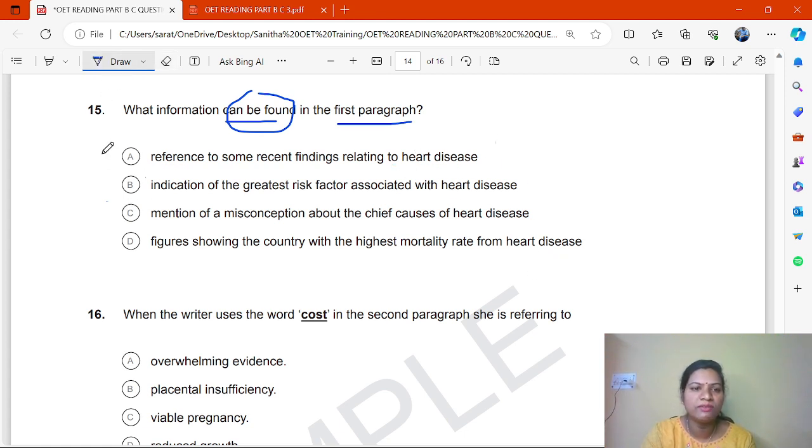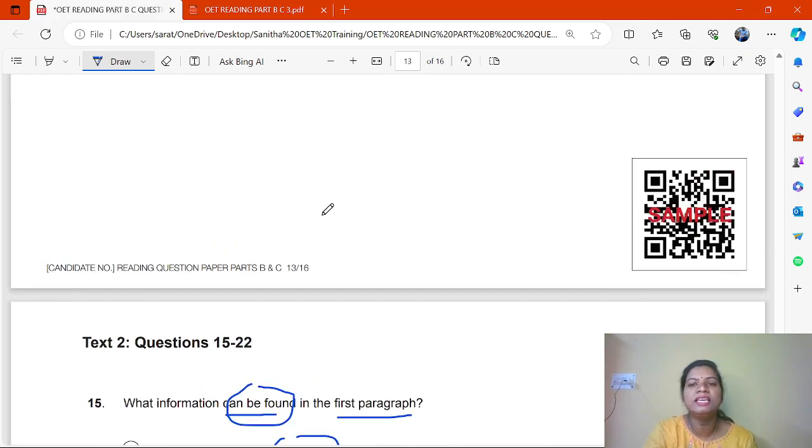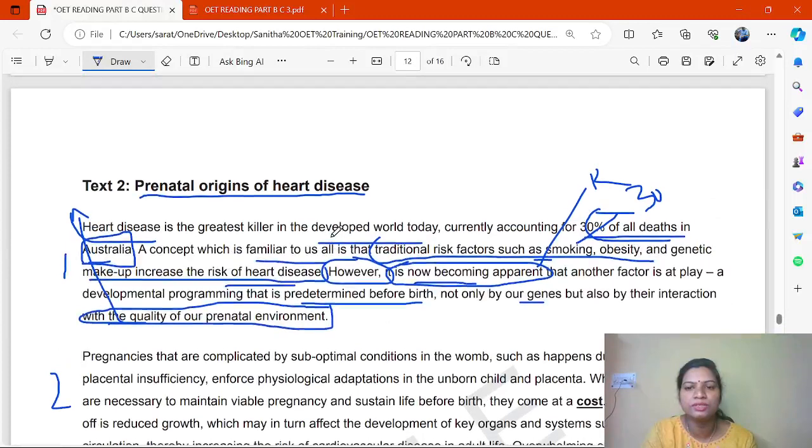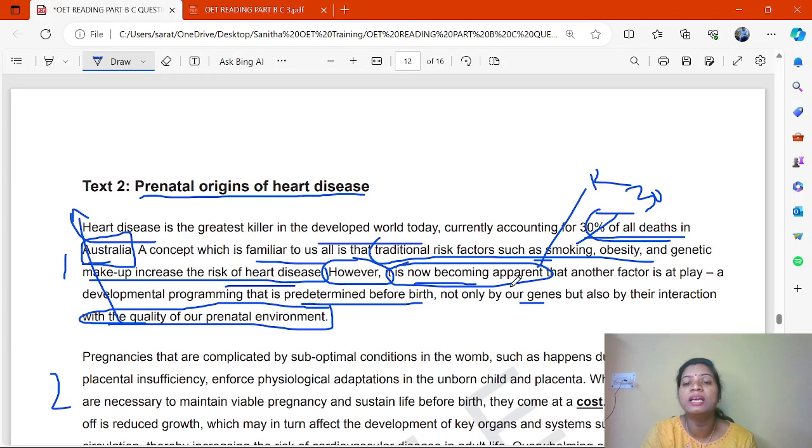Are you getting the point? What is the answer? Reference to some recent findings relating to heart disease. It is totally matching with the passage. It is reference to some recent findings. However, it is now becoming apparent, and that is the recent finding.